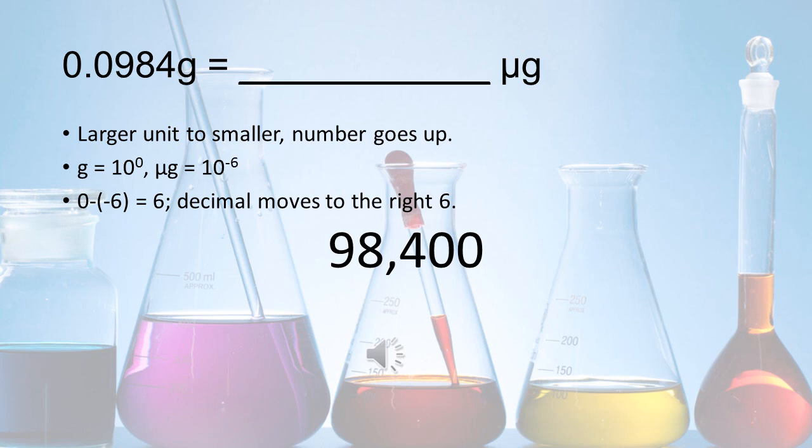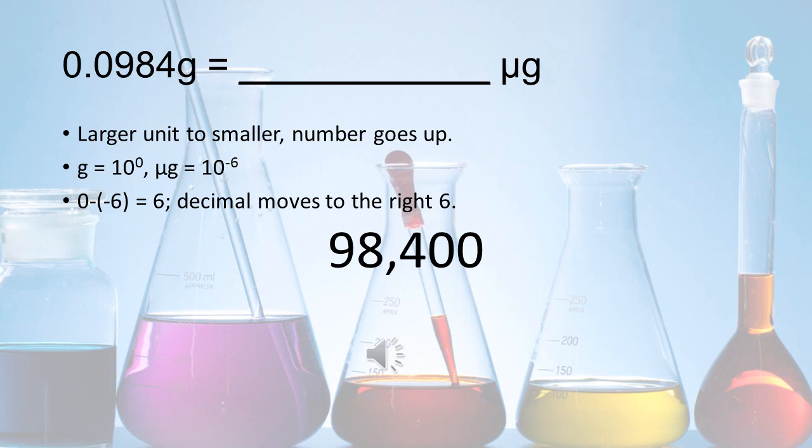The final example I'm going to do with you is we're moving grams into micrograms. Okay, grams are a lot bigger than a microgram, so we are going from a larger unit to a smaller unit, so our number should go up. A gram is another base unit, so it is 10 to the 0. Microgram is 10 to the negative 6th.